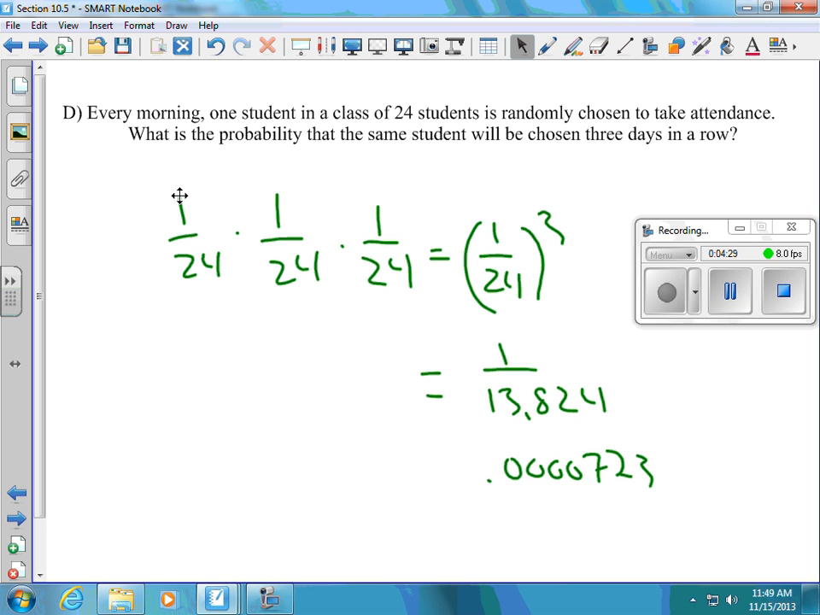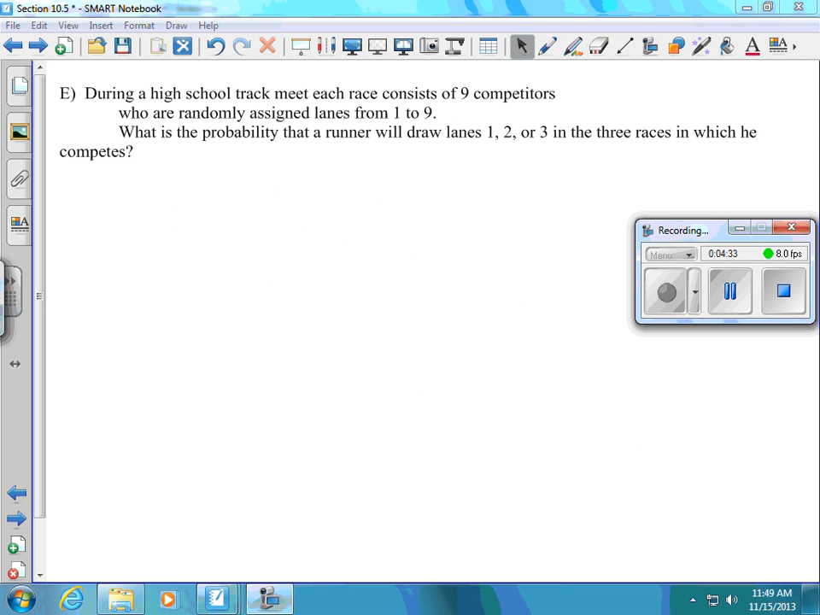Not very good, as you can see. Way less than 1%. Okay, during a high school track meet, each race consists of 9 competitors who are randomly assigned lanes from 1 to 9. What's the probability the runner will draw 1, 2, or 3 in the 3 races in which he competes?